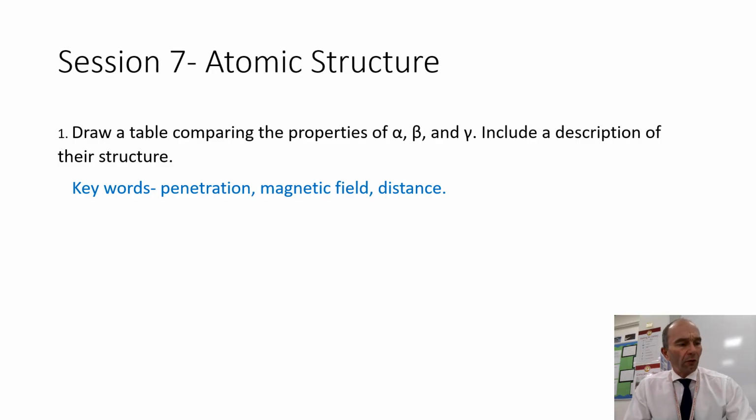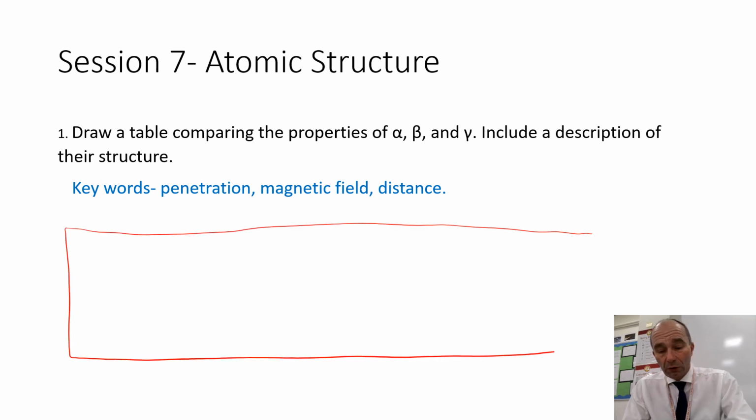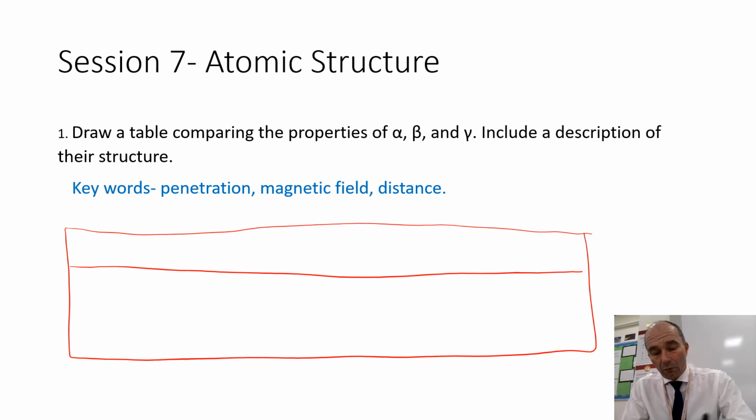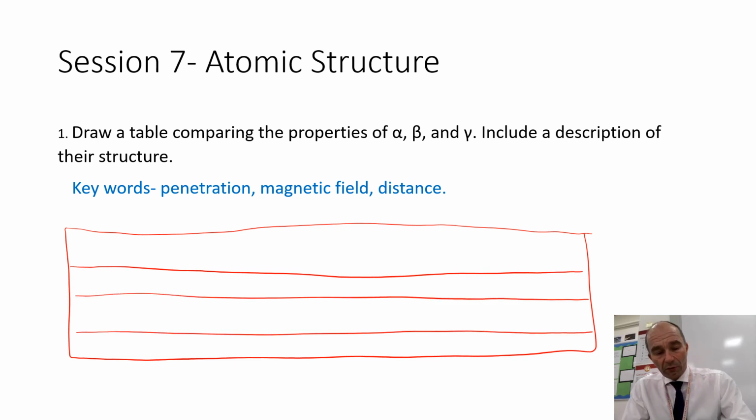You've got 4 activities to do today, and the first thing is you're going to draw a table comparing the properties of alpha, beta and gamma, and you need to be including a description of the structure. So you've probably drawn this lots of times before. So you're looking at alpha, beta and gamma radiation.